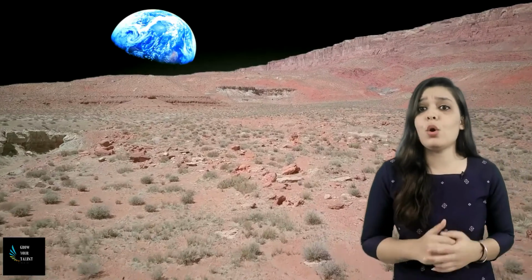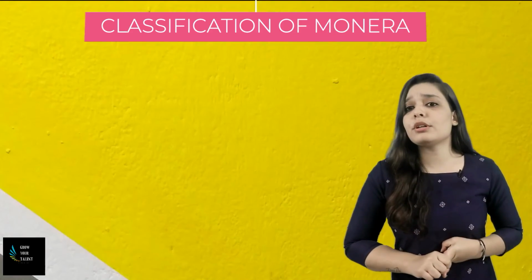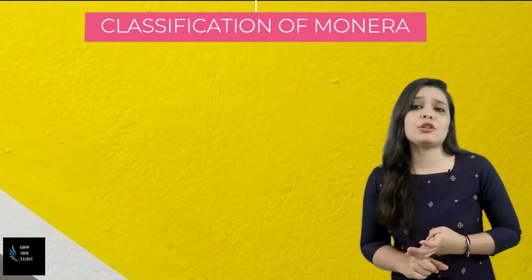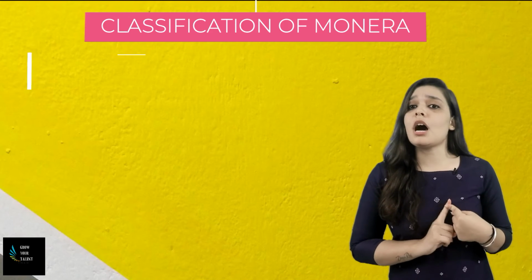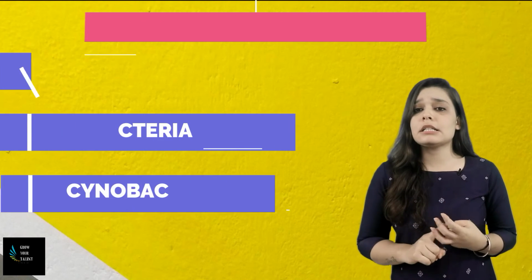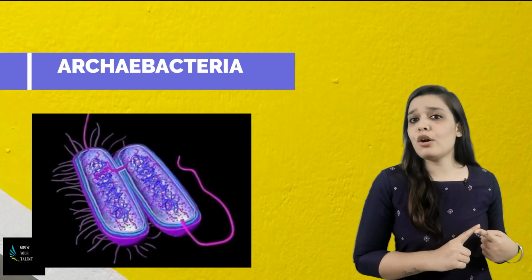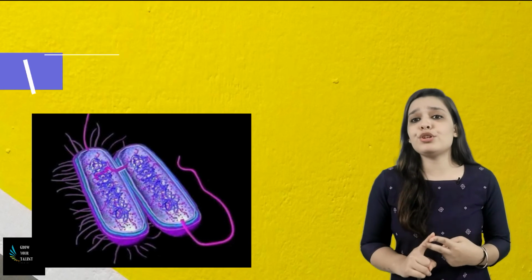Bacteria are known to be the oldest organisms found on nature. Kingdom Monera can be classified into 3 types of bacteria. First is the archaebacteria, second is the eubacteria, and third is the cyanobacteria. Archaebacteria are one of the oldest bacteria found on earth and they produce methane.